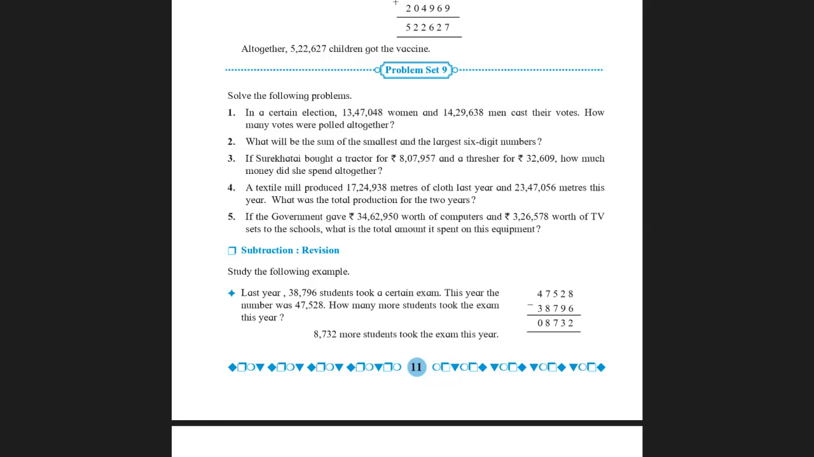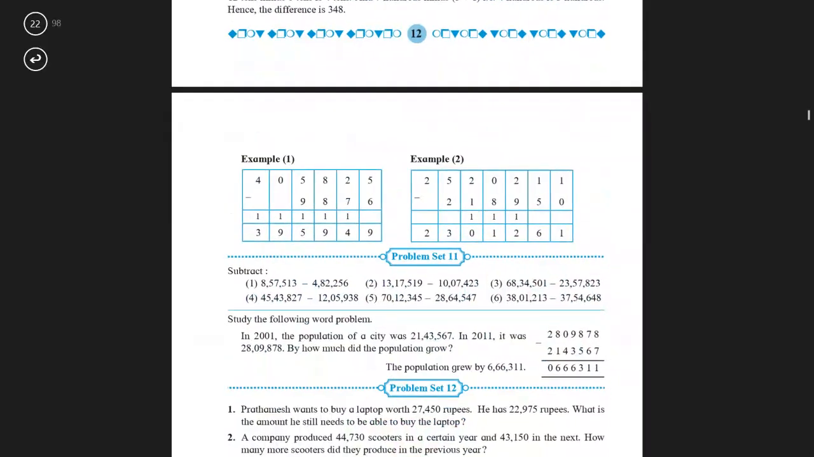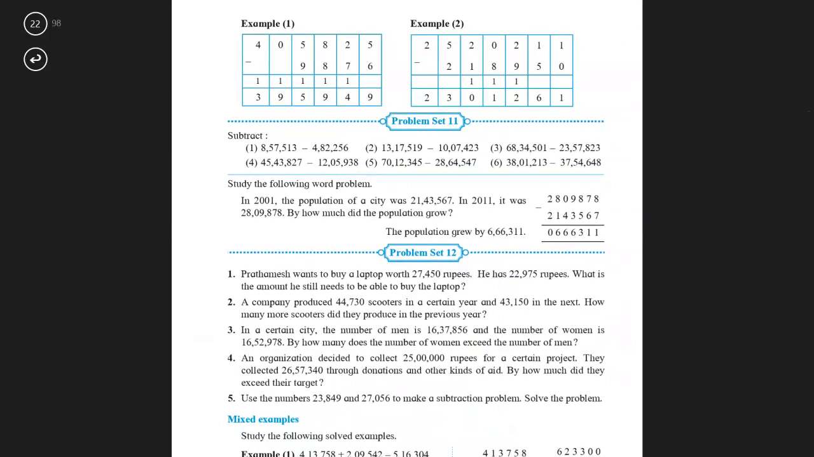Now go to problem set 10. The whole problem set 10 is not there. That is the subtraction questions. There are 4 questions in this. All 4 questions will not be there. Okay. Problem set 11 is there. All sums are there. Go to problem set 12. Question number 4 will not be there. So cross out question number 4.